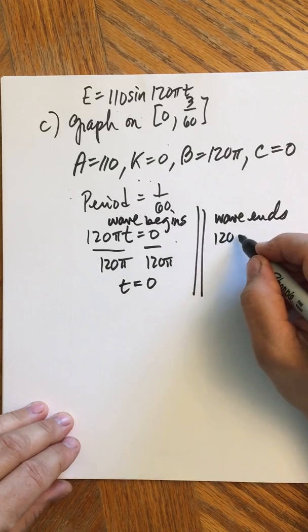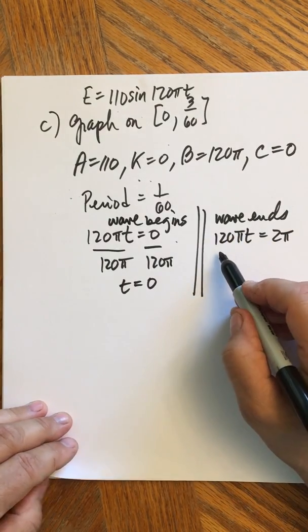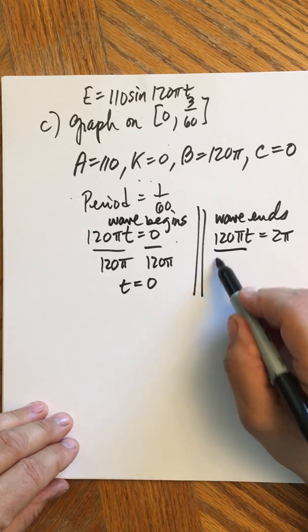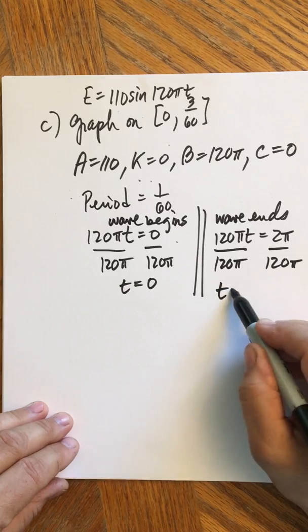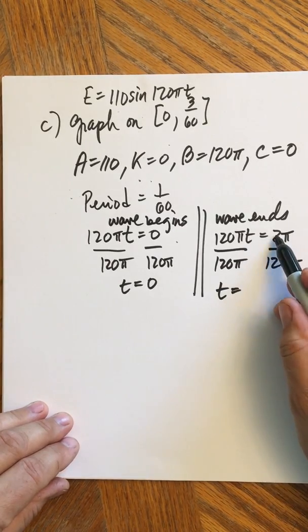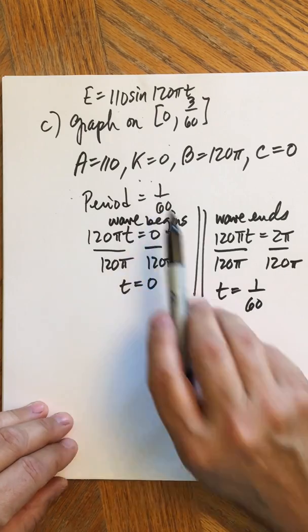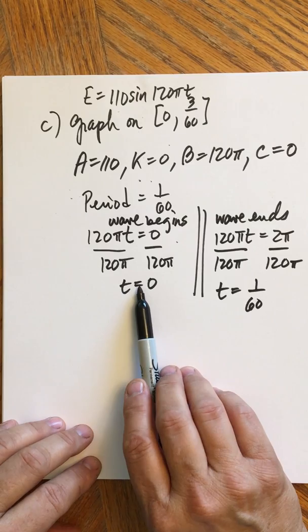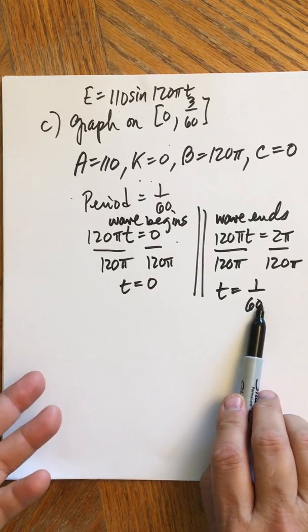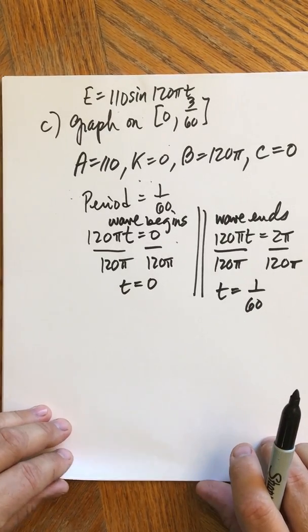So 120 pi t, where is that equal to 2 pi? So that'll give you t. Divide by 120 pi here. So t equals, pi's cancel out, 2 goes in there 60 times, so 1 over 60, which we know, of course, because the period we found is 1/60th. If you take the end of the wave, subtract the beginning of the wave, you just get 1 over 60 minus 0, which is 1 over 60. So we know the period is 1 over 60.